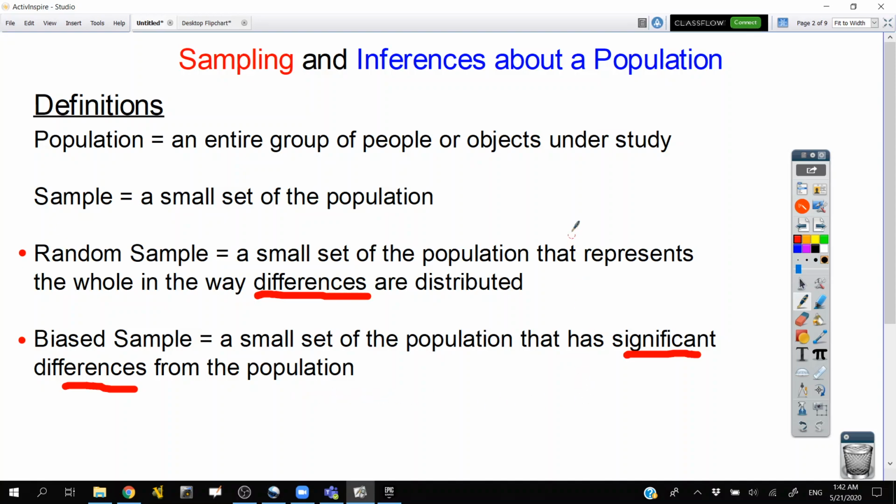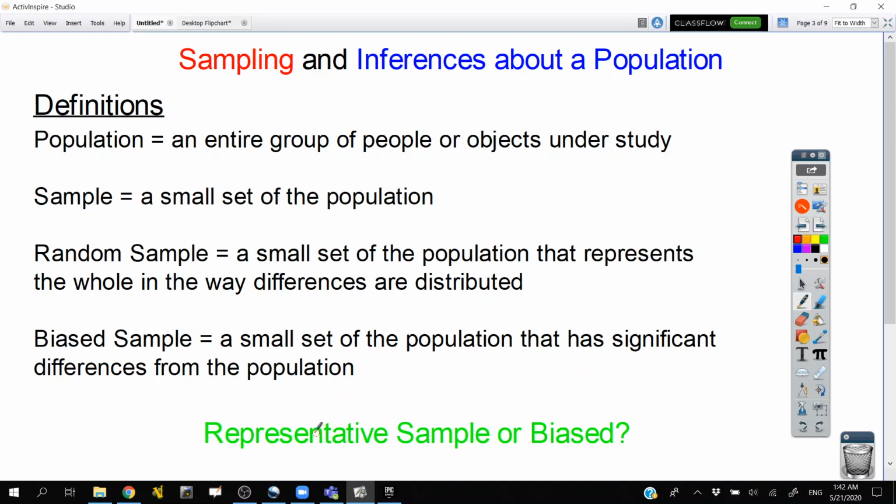So let's look at some examples. In order to do that, we're going to play a little game called representative sample or biased. This should say random sample or biased, but I guess they're not all randomly chosen. That's why I said representative. But random samples are representative.